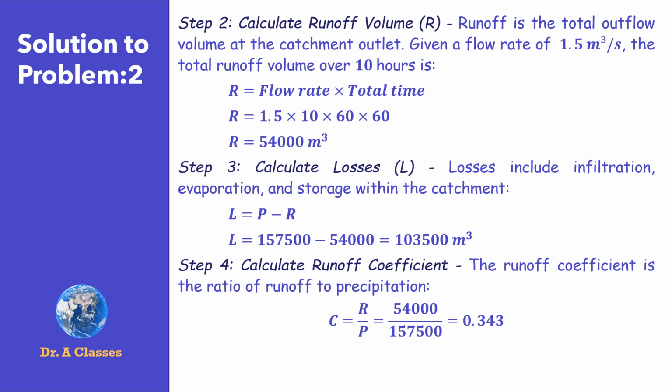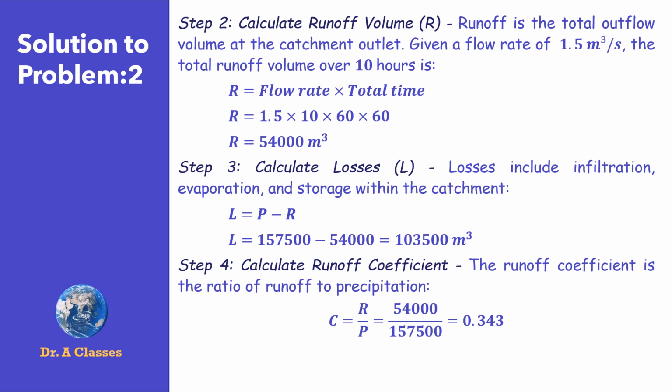Step 3, calculating losses, that is L. Losses include infiltration, evaporation and storage within the catchment. So L = P - R. So L is 157500 minus 54000, that is 103500 meter cube.